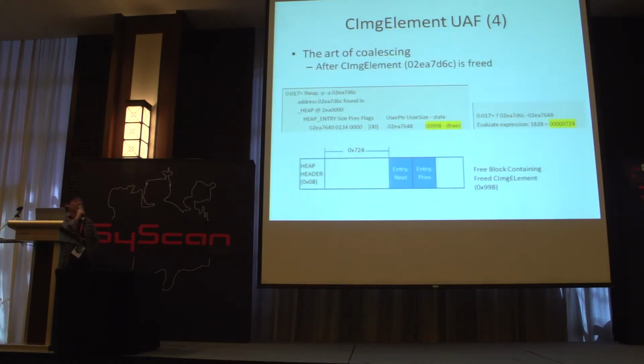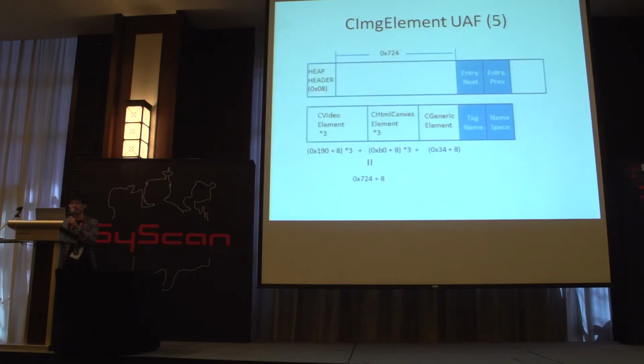The next step is to lay out the heap accurately to use the CSTR strings to control the list entry. After the C image element is freed, finally the heap block of this element will become part of a big freed block here, whose size is 0x998. And there is 724 bytes between the beginning of the free block and the list entry field in the freed image element.